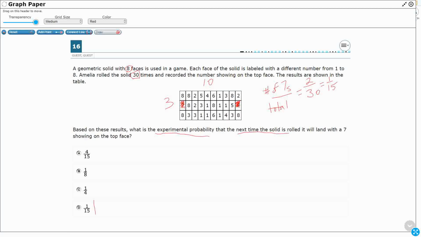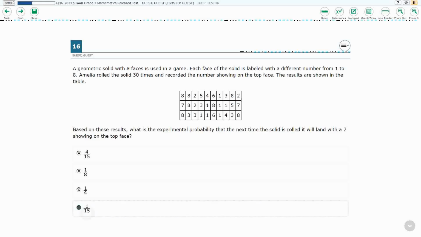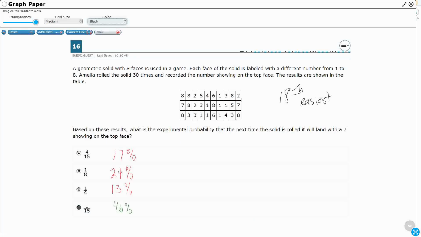That's it. 1 out of 15. And so my answer here is D. Let's see how we did across the state of Texas. So this was the 18th easiest, right in the middle of the pack. Less than half of our students got it correct.